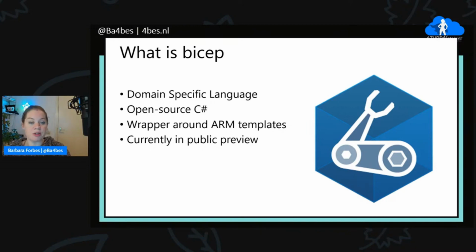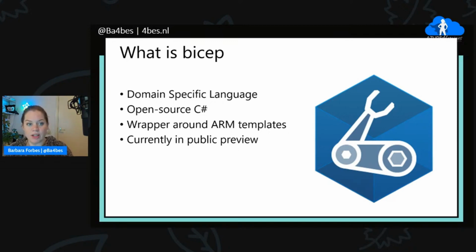Bicep is a domain-specific language, which means that it's not according to any syntax of any other language. It has its own syntax. It's completely open source. You can find it on GitHub, and it's written in C#. Being open source, you can also add issues there and contribute to it if you want to.